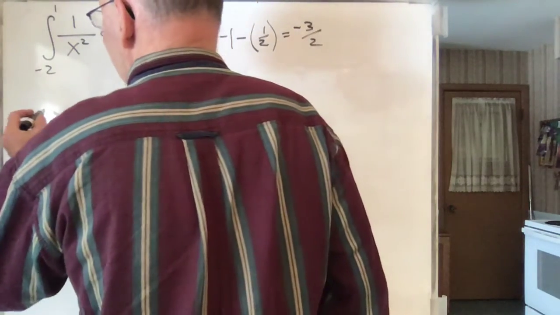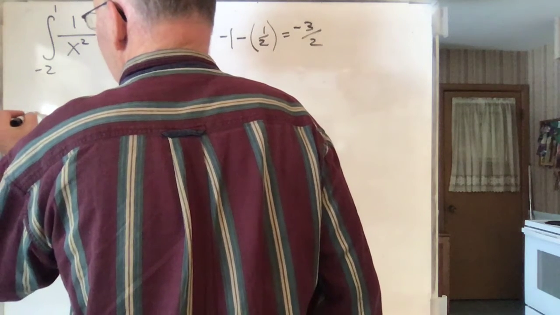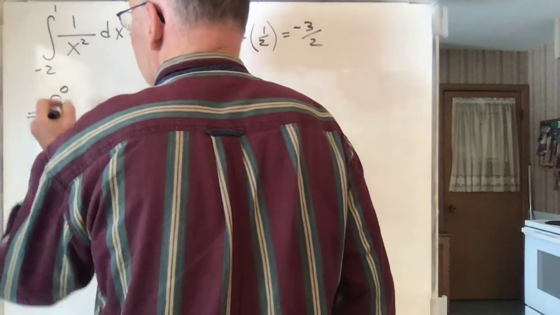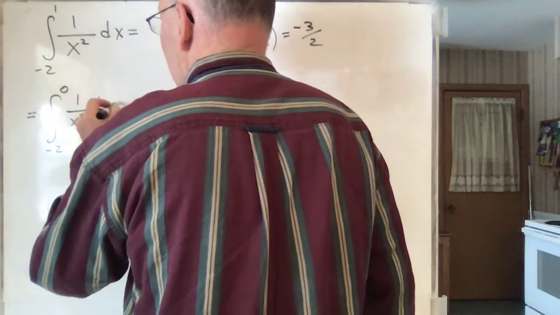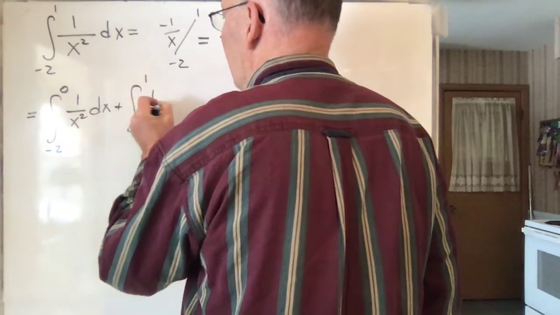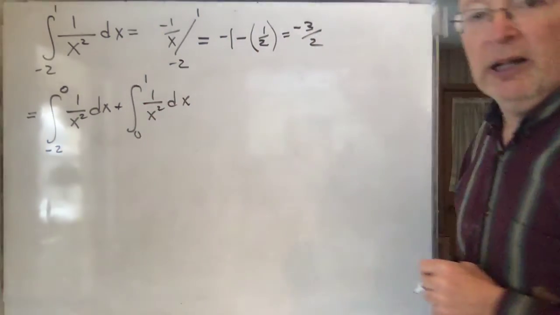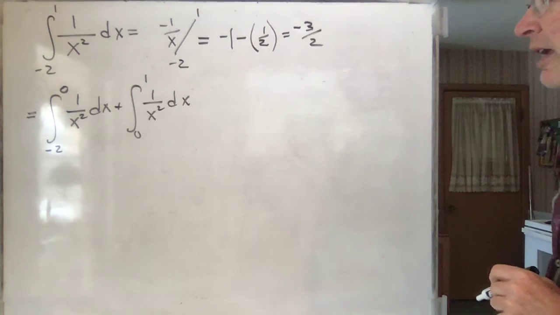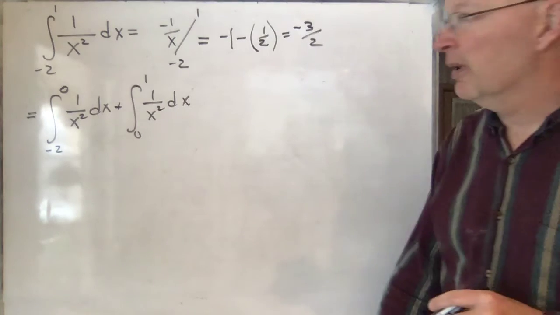The problem was at 0. So here's what we're going to do. We're going to first of all say that this thing is equal to the integral from -2 to 0 of 1 over x squared dx plus the integral from 0 to 1 of 1 over x squared dx. So we're breaking it up into the two parts, and then we'll evaluate each one separately. That's a little bit of the problem done.